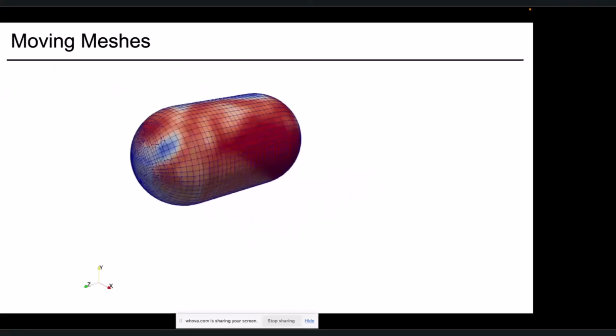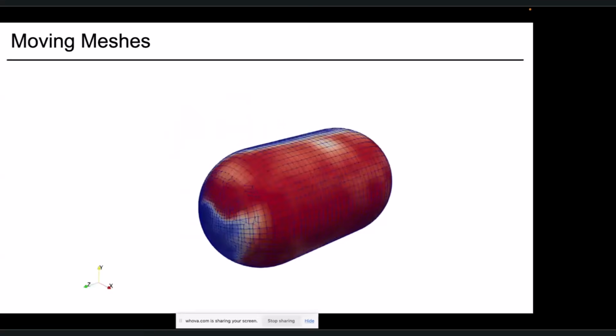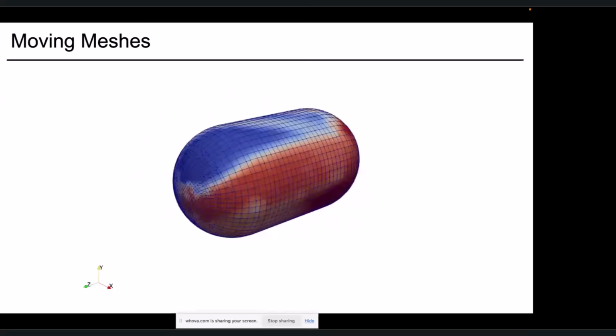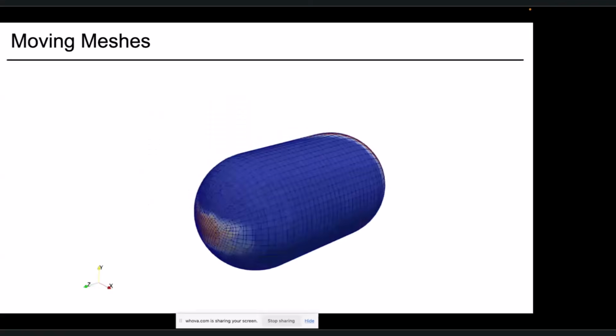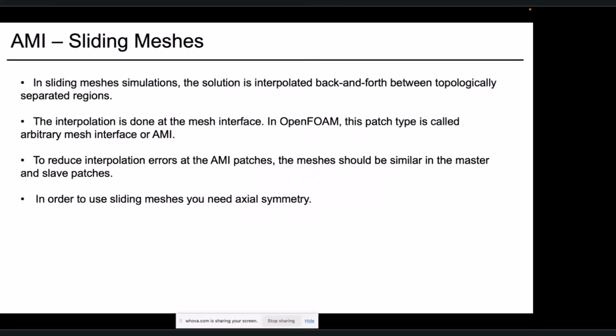And this is the example of the sloshing that I wanted to show you, where for this kind of physics, we need to move the whole domain, and this kind of approach can be very useful in that sense.